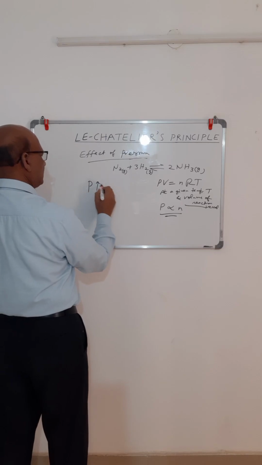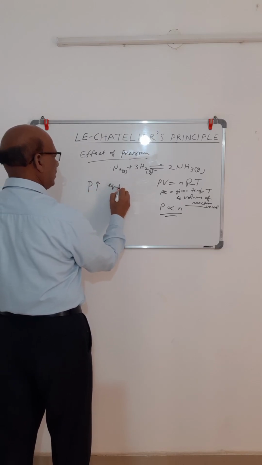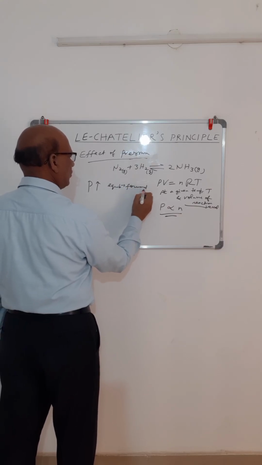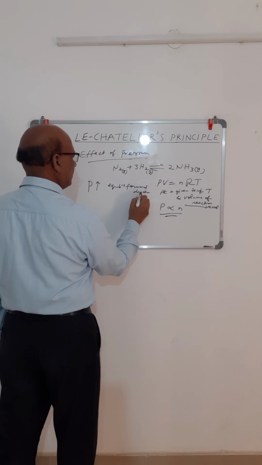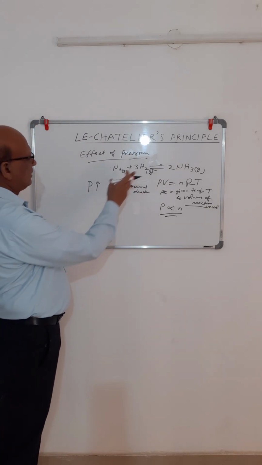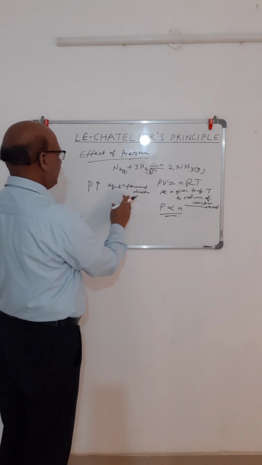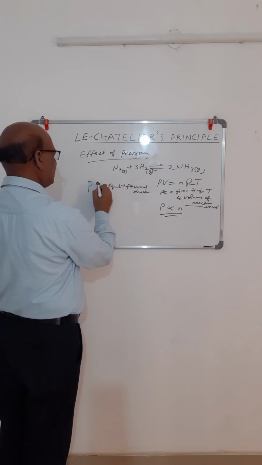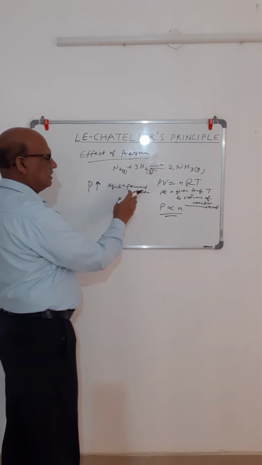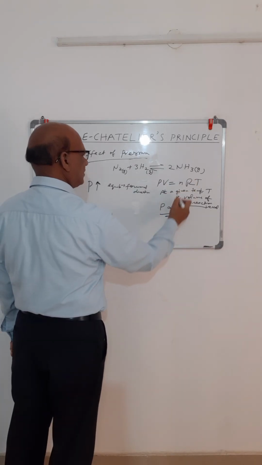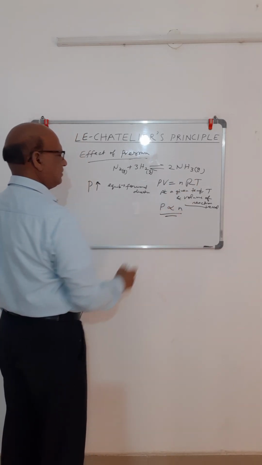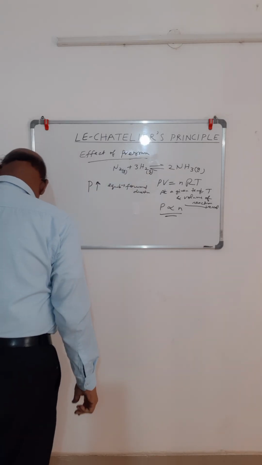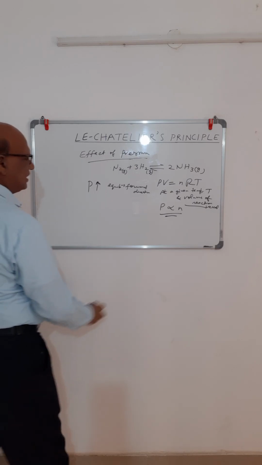So if I increase the pressure, then equilibrium will move in the forward direction, because as per Le Chatelier's principle, equilibrium will shift in the direction that will counteract the change or that will minimize the change. I am increasing the pressure, means equilibrium will shift in the direction that will reduce the pressure, and in the forward direction, as the number of moles is getting reduced, pressure will also get reduced. So we can say that high pressure will be favored for this reaction where the number of moles is getting reduced.